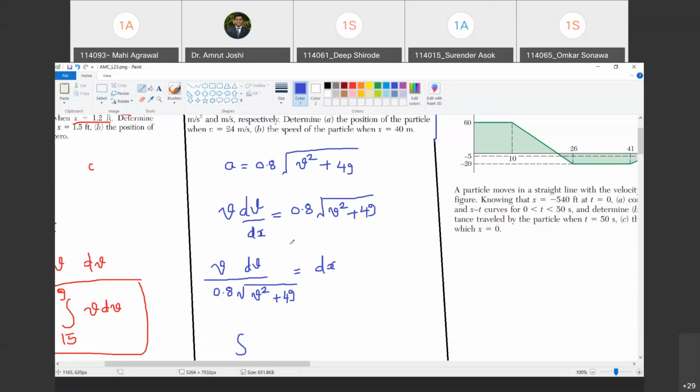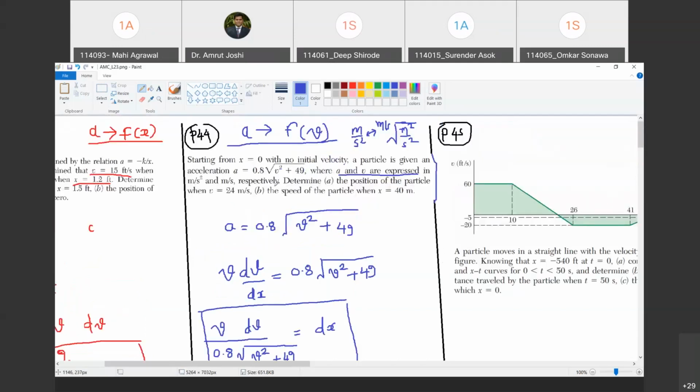Yes, sir. Okay. So v divided by 0.8 square root of v square plus 49 is equal to dx. This is the variable separable form. Are you with me? Yes, sir. Now I can integrate the left hand side with reference to velocity. I can integrate the right hand side with reference to position. Do you agree with me? Yes, sir. Okay. Now let us look at what is given.